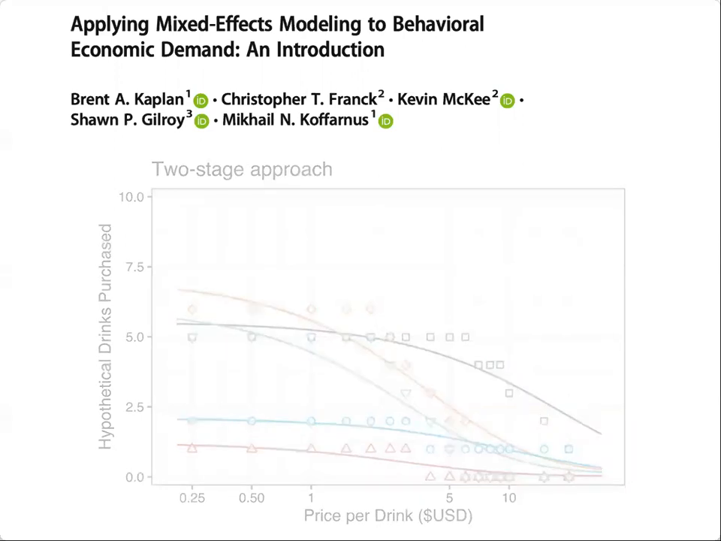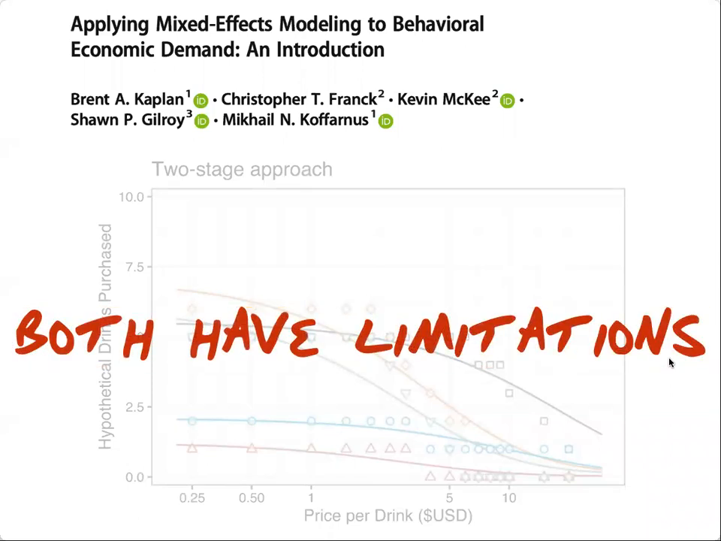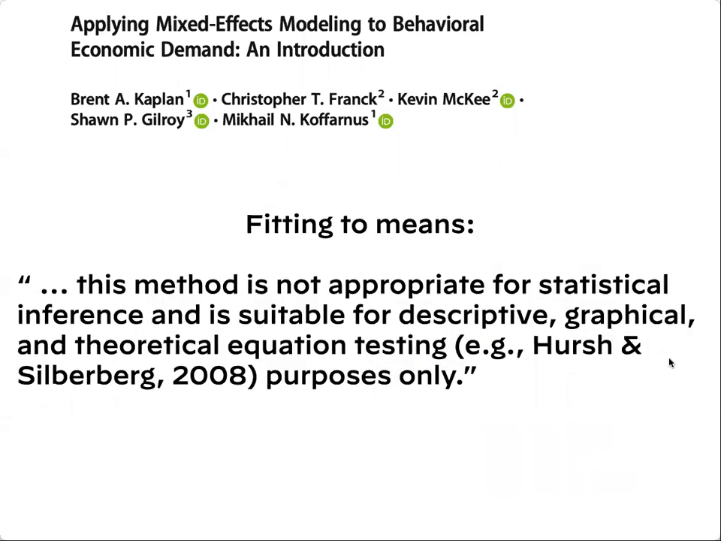And so, there's a really great piece in the Kaplan et al. paper about this. So I'm just going to put up some quotes for the sake of time. Fitting the means is not appropriate for statistical inference and is pretty much suitable only for descriptive, graphical, theoretical equation testing. But when you're potentially informing policy and you really want an accurate representation of something like Pmax or expected revenue from Omax, we want to make sure that that variability is being captured.